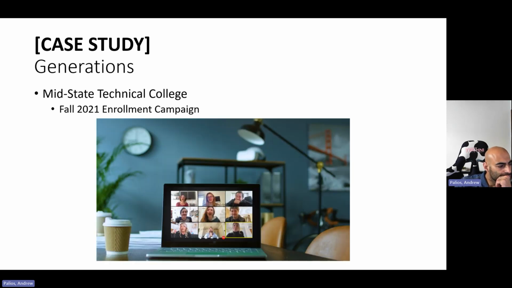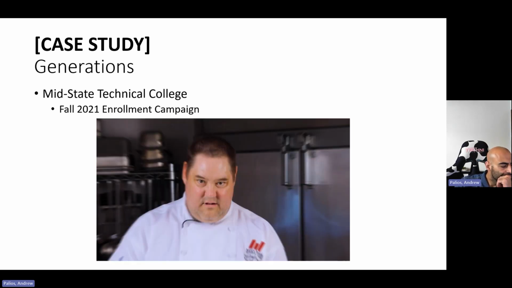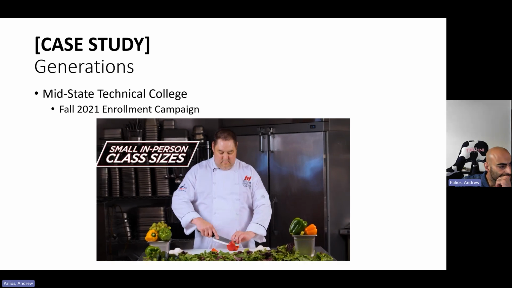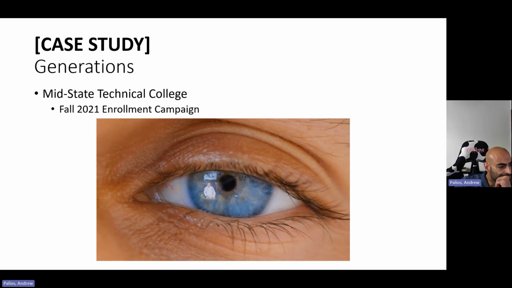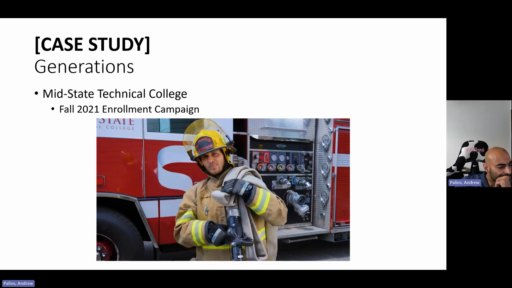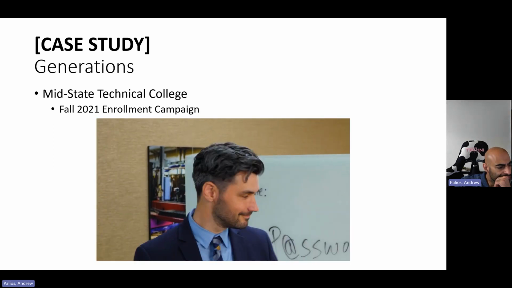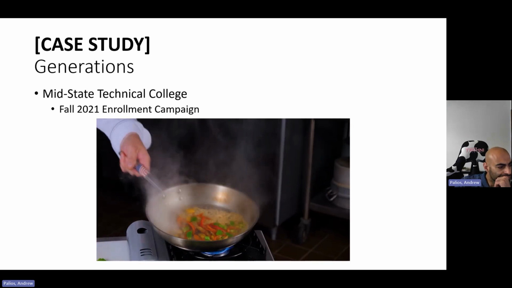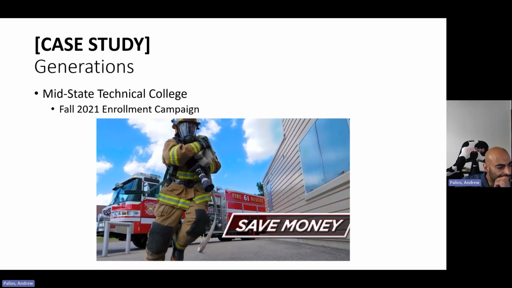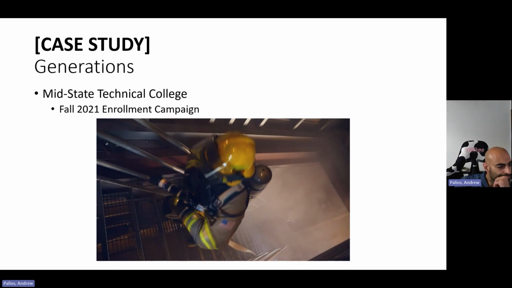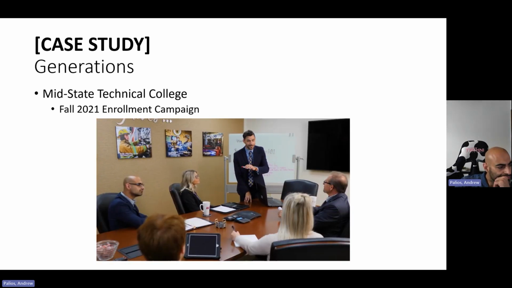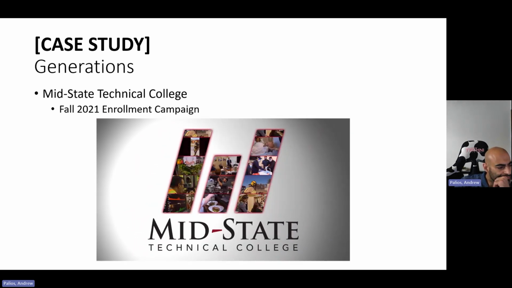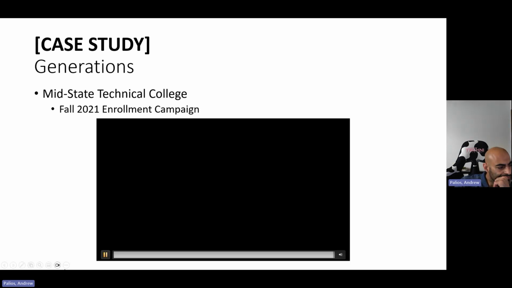Career skills first. Learn online or with small in-person class sizes and collaborative learning environments. Develop hands-on skills for your degree or the workforce. Earn a guaranteed transfer to over 20 four-year colleges and universities. Or get in, get out, and get working. And save money while you reach your goal. Make career skills your first choice at Mid-State Technical College. Get started at mstc.edu.